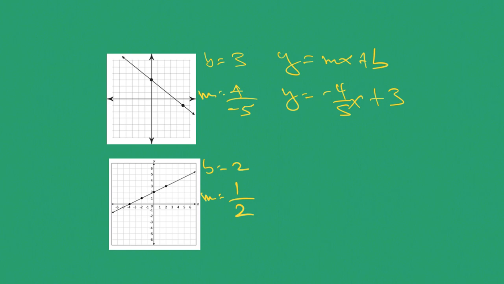Guys, it doesn't matter which 2 points you use either. If I go here to here, that's up 1, right 2. It doesn't matter which 2 points you use, you're going to get 1 over 2. If you went the other direction, down this way, that would be down 1, left 2, which is negative 1 over negative 2, and a negative over a negative equals a positive.